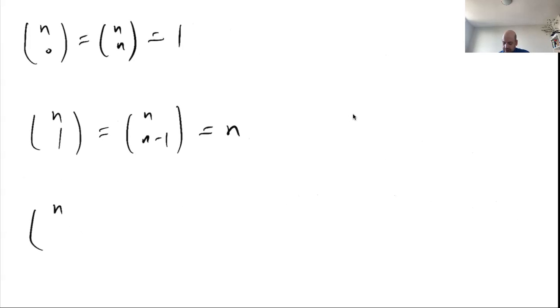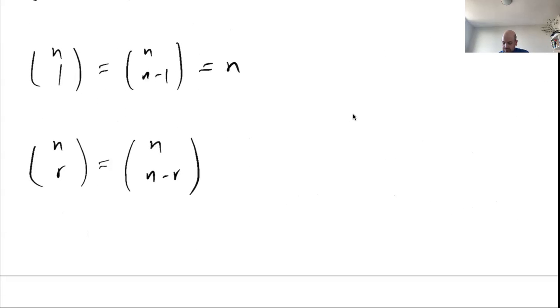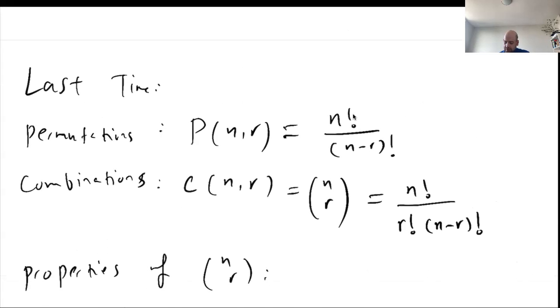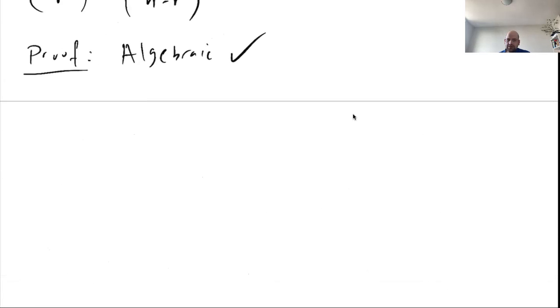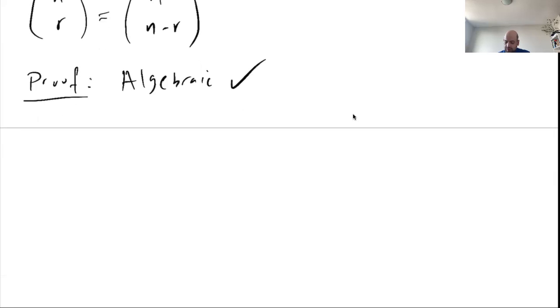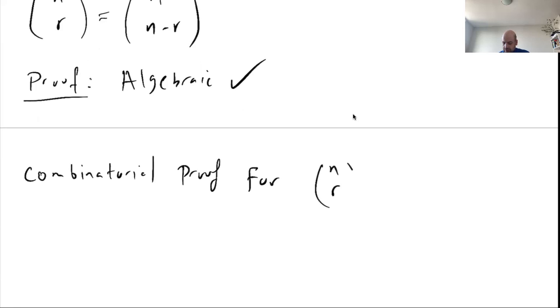We also saw n choose r equals n choose n minus r. So this one, we were trying to prove. And the algebraic proof was simple. We just used the formula for n choose r to prove this property. Now we said that we are going to do another type of proof called a combinatorial proof for n choose r equals n choose n minus r.